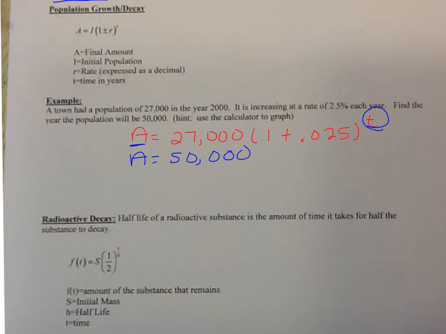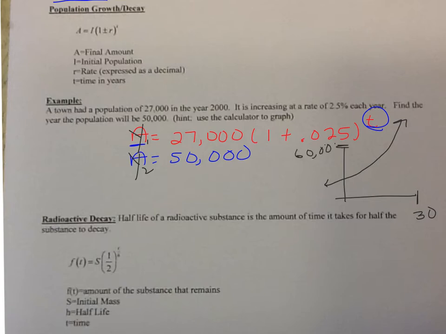So what you're going to do is graph both of these. In your calculator, graph, so this would be Y1 and this would be Y2. When you graph Y equals 27,000 times 1.025 to the T power, it looks like this. You're going to have to change your scale. So I would change the x-axis to 30 and I would make the y-axis 60,000.